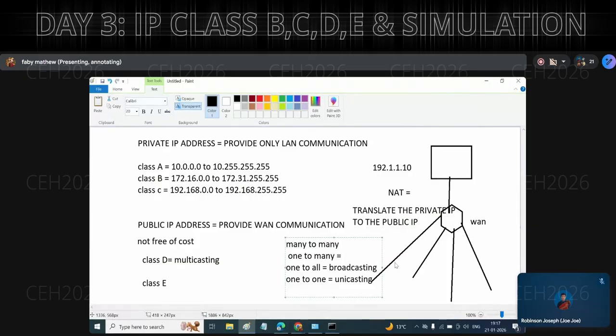And one to many, many means a particular group. Suppose there are 50 machines in a network, and you want to send your message to a single group of 10. If you want to send a message to 10 machines, that is known as multicasting. One to many, or group, that is known as multicasting.